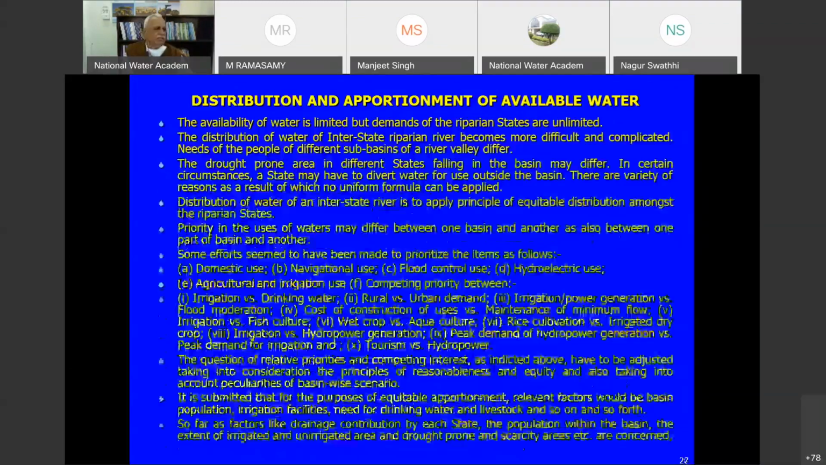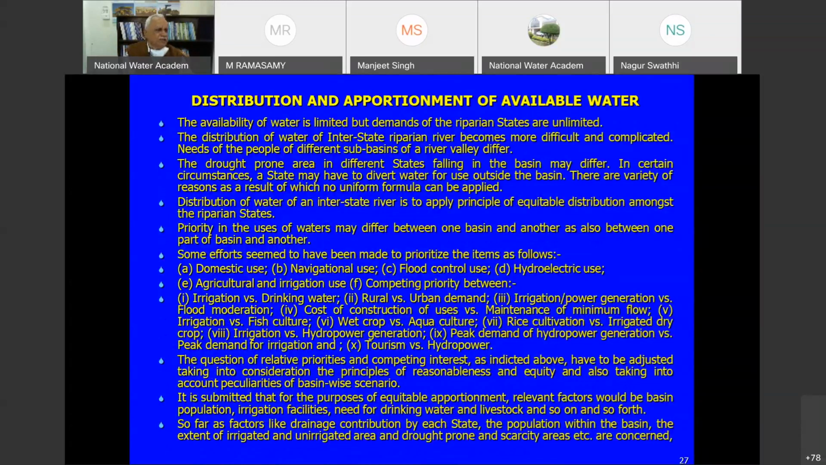That tribunal, having worked out the available flows, what are their considerations before this honorable tribunal for distribution and apportionment of the available water? The tribunal has observed that the availability of water is limited, but demands of the riparian states are unlimited. Participants must be recalling that in KWDT 1, the total demands of the three states was exceeding 4,100 TMC. Before this honorable tribunal, the party states have demanded their requirements, which were totally exceeding more than 4,800 TMC. Next slide will give you those details.